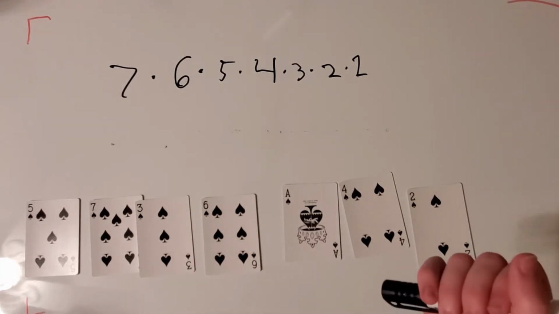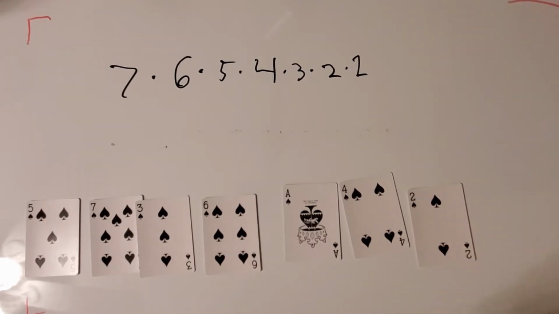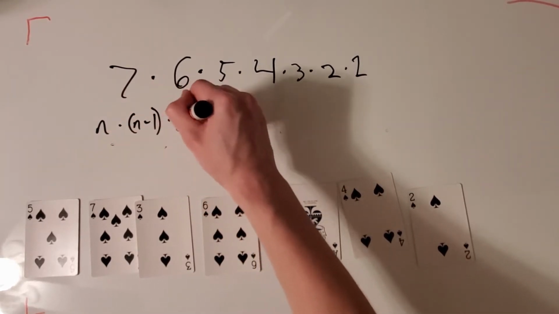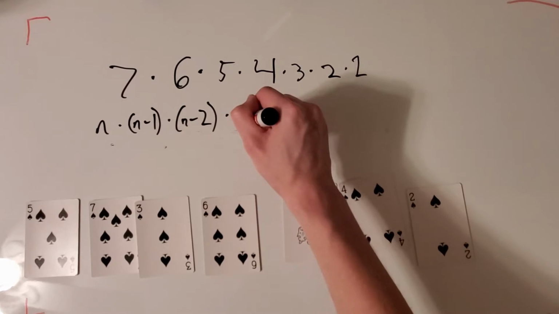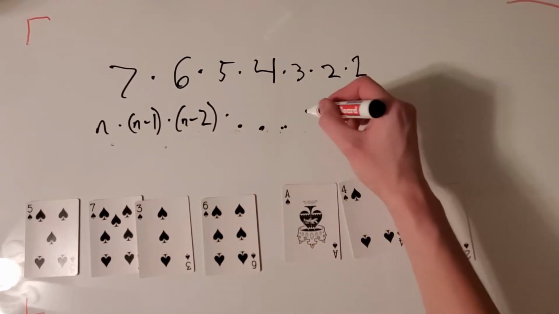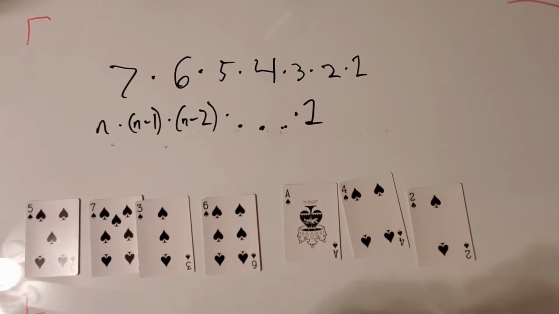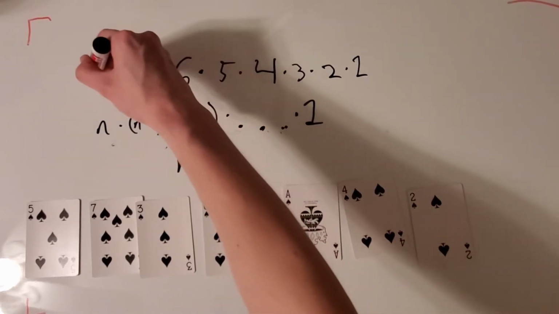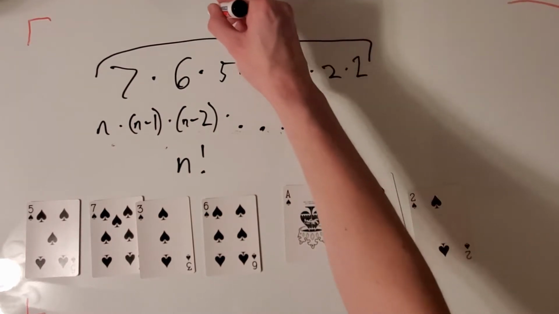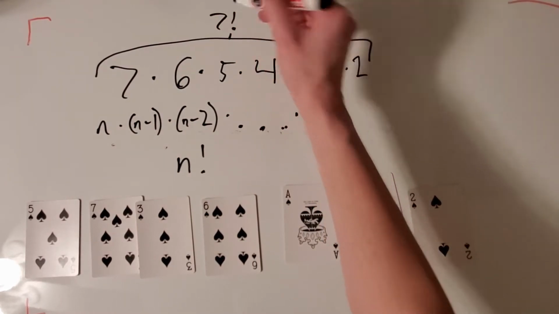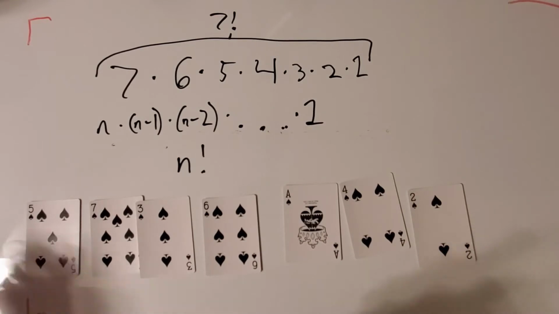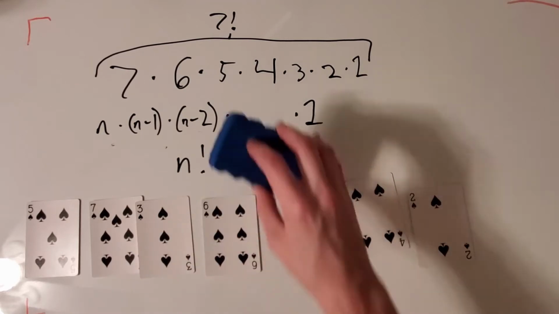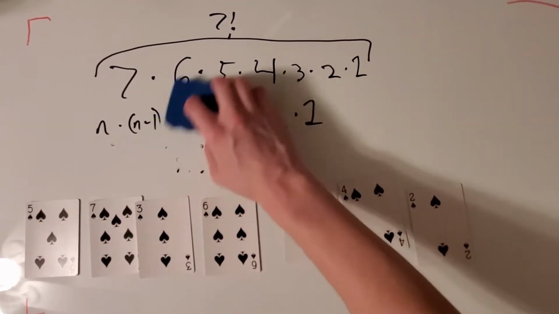So, point is, if you have n objects, there are n times n minus 1 times n minus 2, and so on, times 1 ways to arrange those n objects. And we call this n factorial. So this number right here, this will be 7 factorial. The exclamation point, you'll be seeing it a lot in the rest of this video. So this is very important to note.